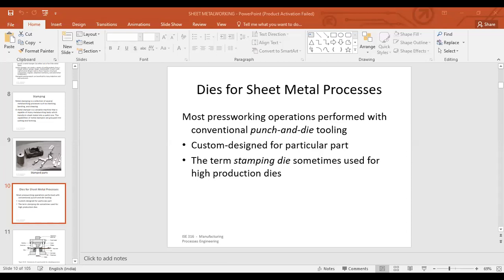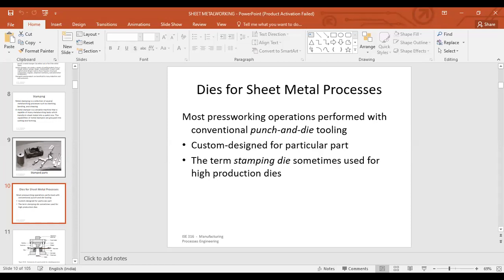So in the last class, just to summarize, we had started the sheet metal forming processes, right? It's a broad domain, but you have a lot of processes to discuss, right?